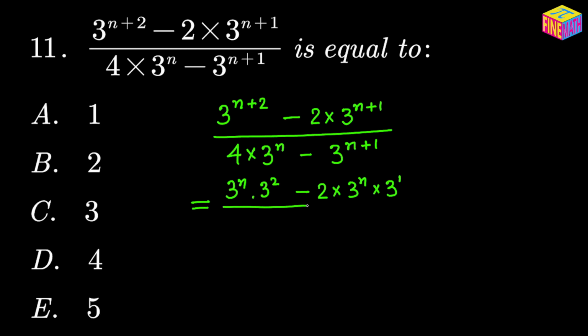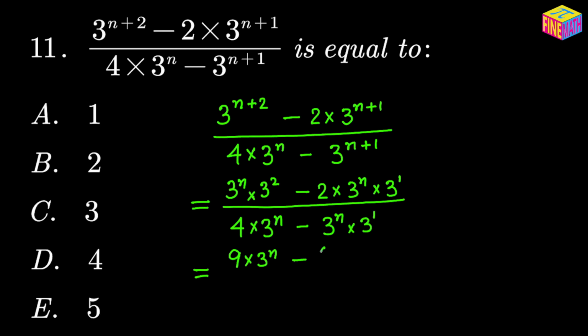And then in the denominator, what do we have? We have 4 times 3 to the power n, so I am keeping it as is, and then minus 3 to the power n plus 1, which we can write as 3 to the power n times 3 to the power 1. From here, the 3 squared in the first term of the numerator is 9, so we have 9 times 3 to the power n minus, in the second term we have 2 and 3, so that would be 6 times 3 to the power n, and then whole divided by 4 times 3 to the power n minus 3 times 3 to the power n.